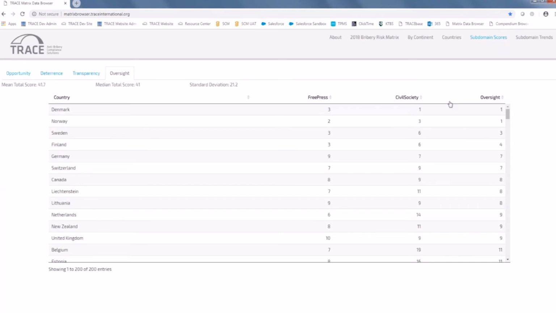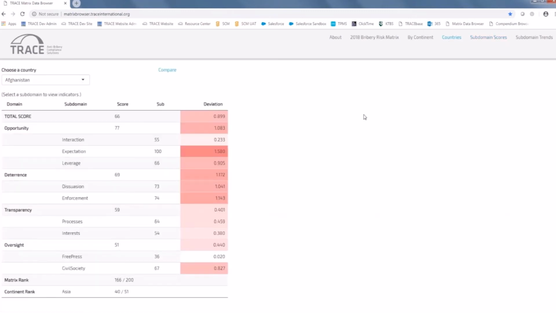Now you may be asking yourself, okay, well, you've talked about all of these subdomains, you've given them catchy little names, but what do they really mean? Where do those numbers come from? That's what we want to look at now. So let me click on countries. Here we go. This gives us a summary of whichever country you want to look at. I'm going to pick Argentina.